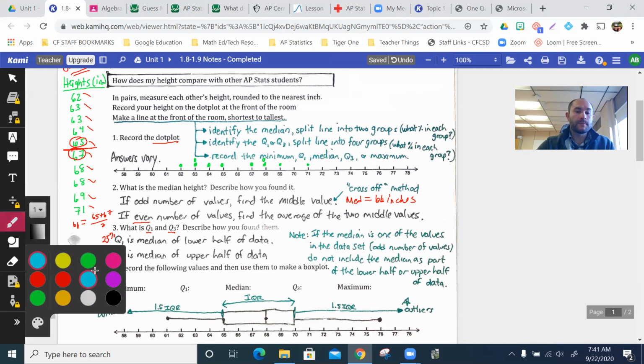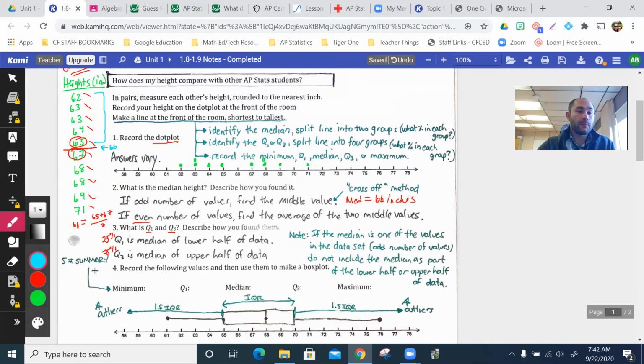So we have to look at the median of the lower half. Here's my lower half. We don't include the median in this. In our case, 66 is not part of our data set. So we just use the bottom half here, and you just go for the median of the bottom half. So we have 62, 65, 63, 64.